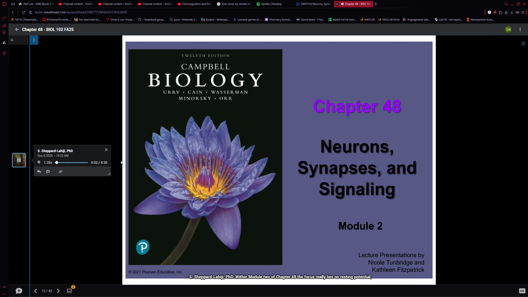Within Module 2 of Chapter 48, the focus really lies on resting potential. And so we'll go through resting potential and the components that help to establish that state within the second module. And then you're going to want to connect what's taking place with respect to resting membrane potential with the action potentials and graded potentials that we'll discuss in the next module.